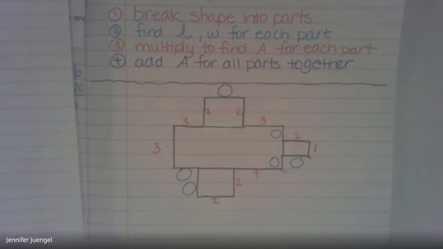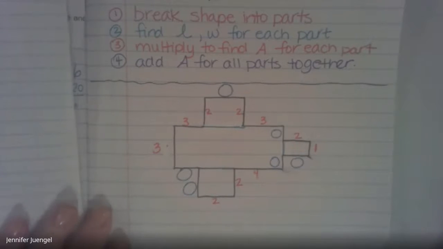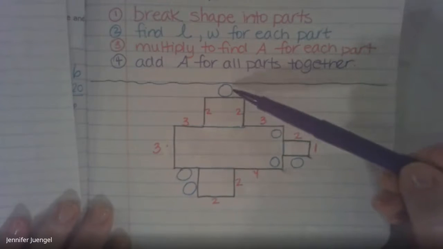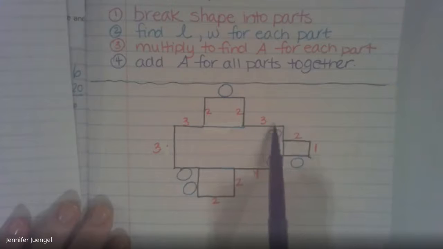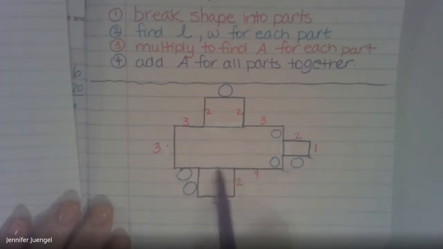The second part is to find the missing length and the missing width for all of the different shapes. So let's see what we know. We know that we're missing one up here. Well, let's see. The whole entire length of this needs to be the whole entire length of this side, right?